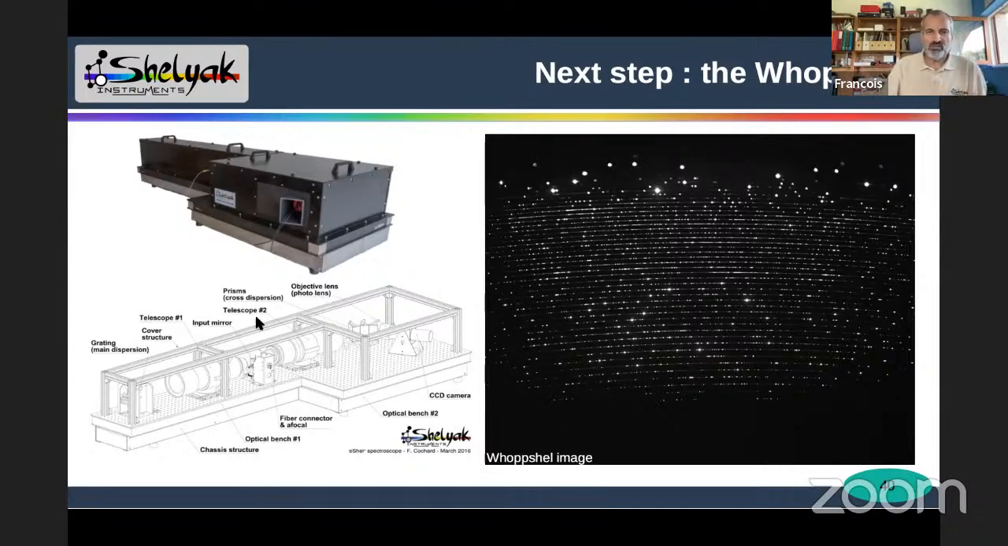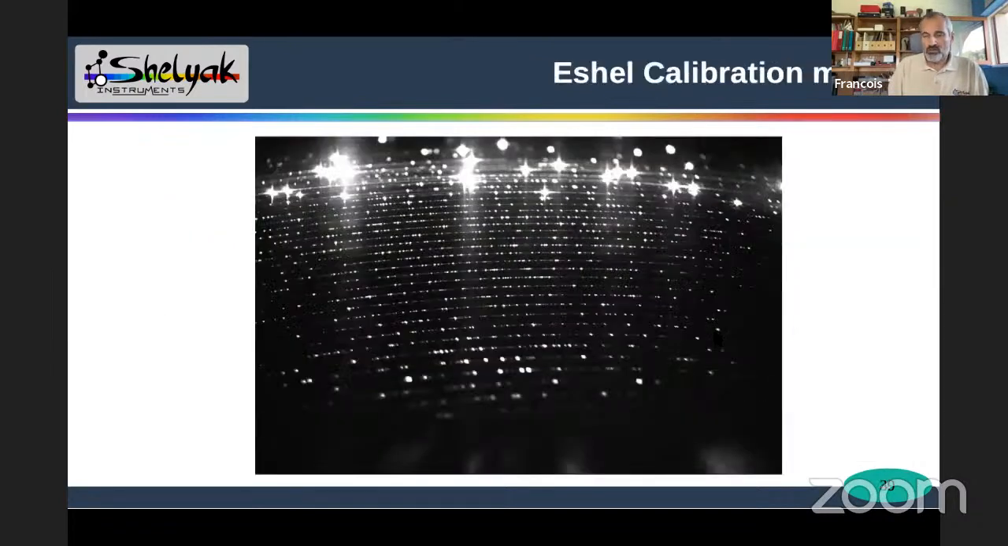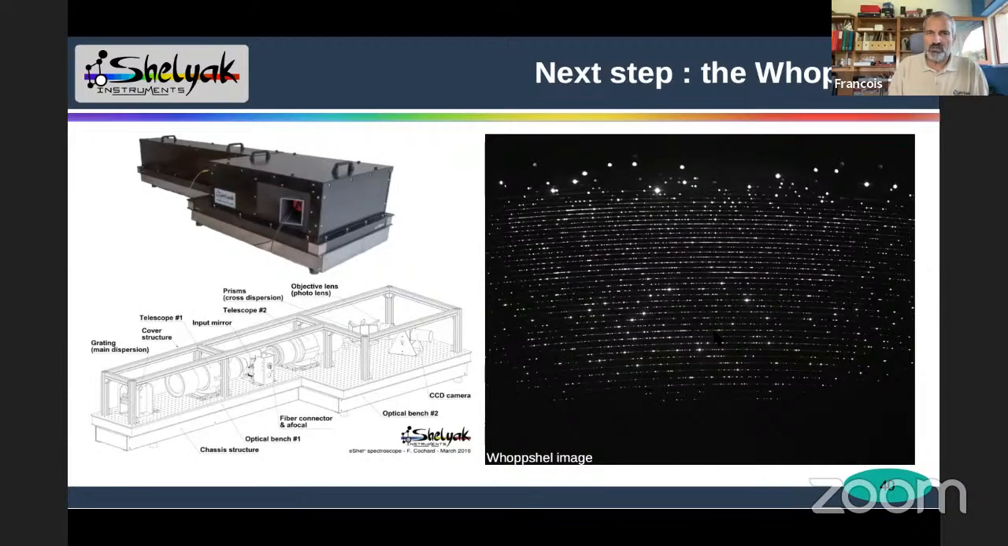Again, this is a much more complex instrument, and we have a white pupil architecture. It would be interesting to spend some time on that, but I'm afraid we don't have the time right now. But this is a great architecture, and it gives this kind of image. You can compare: it is quite similar to your E-shell calibration image, but we have more orders and more details in each order.